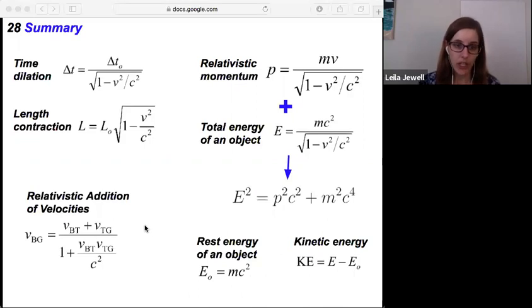And we have a relativistic addition of velocities. If you need to change your reference frame, you can use this equation. You'll just need to substitute in, instead of ground, maybe it's earth. Instead of truck, maybe it's spaceship. So you can totally do that.